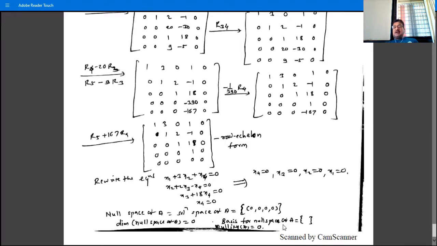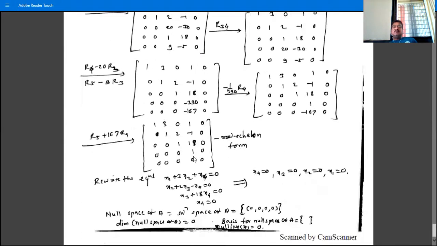And what is the basis for the null space of A? It is the empty set, right? Phi. The singleton 0 is the null space, and the empty set is the basis for the null space of the matrix. And what is the nullity of A? It is 0. That is, the dimension of the null space of A is 0, and therefore the nullity of A is 0. This is the zero space, which contains only one vector, 0. So the basis for this vector space is the empty set, and therefore the nullity of A is 0.